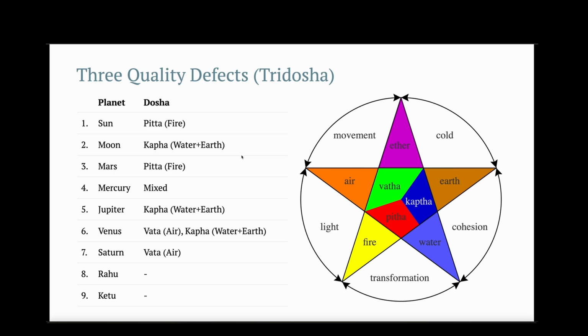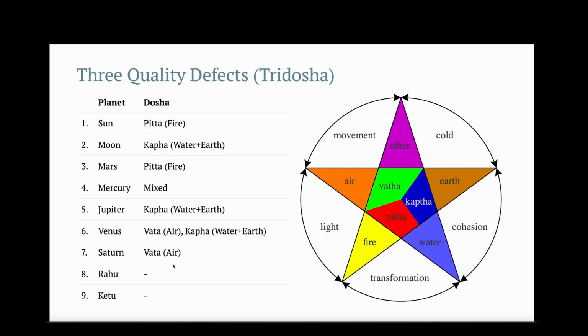Now let's look into the Tri-dosha, where dosha means defect. So it's kind of a quality defect, or defects in some quality. There are three kinds of dosha: pitta, kapha, and vata. Pitta is related to fire, kapha is related to water or earth, and vata is related to air. So Sun is related to the pitta dosha, Moon is related to the kapha dosha, Mars pitta dosha, Mercury is mixed, Jupiter is kapha dosha, Venus is vata dosha. Also kapha dosha, so it's a mix of vata and kapha. You need to note that Mercury is mixed, meaning it's a mixture of all three, pitta, kapha, and vata. But Venus is just vata and kapha, and Saturn has the vata dosha.